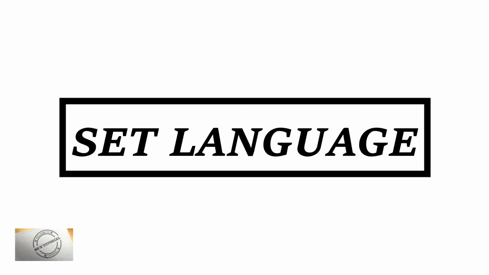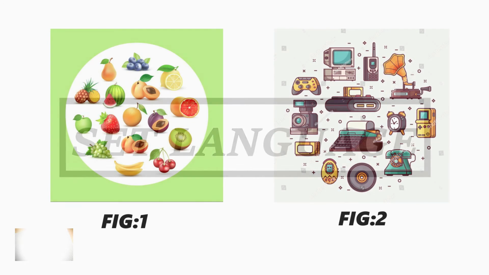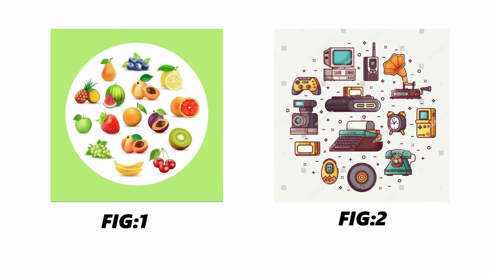In our daily life, we often deal with collections of objects like books, stamps, etc. Set language is a mathematical way of representing a collection of objects. To get a better understanding, we see some examples. In the first figure, it is a collection of fruits. And in the second figure, it is a collection of household items.